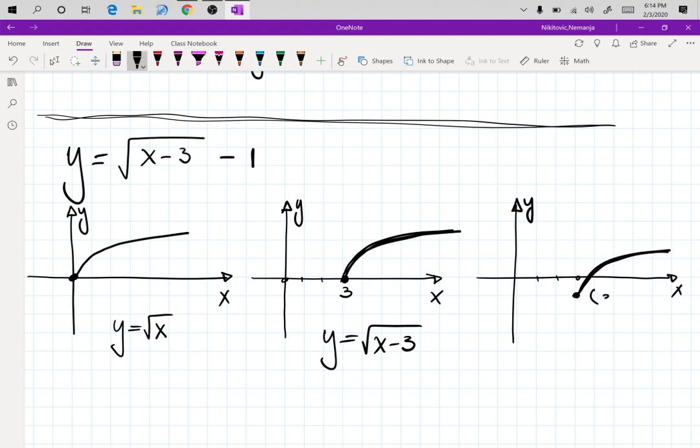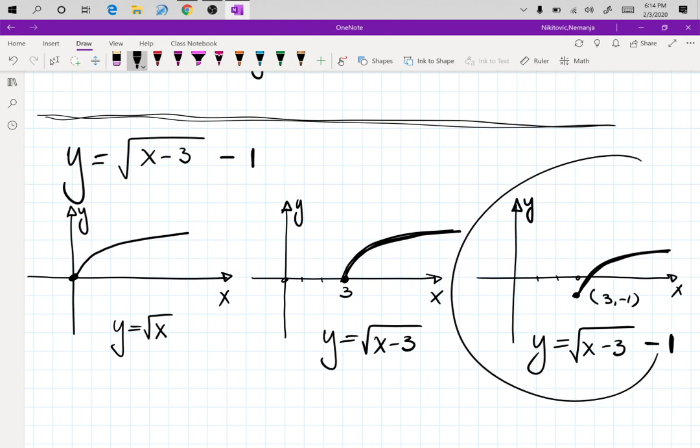Now we label this as 3, negative 1. That's if you want full credit, otherwise don't worry about it. Square root of x minus 3, and then minus 1 on the outside, and that over here is our answer. That's the final stage, right? We had 2 transformations, 2 shifts, and that will be the end. Cool?